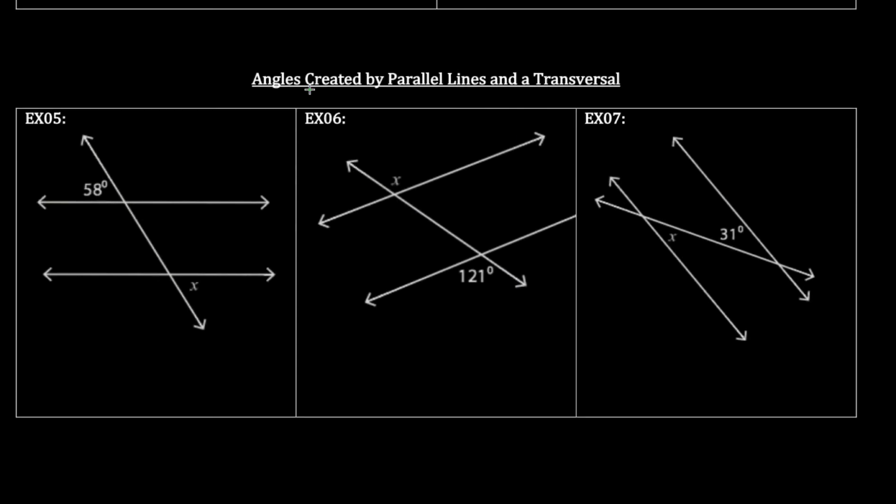So let's talk about angles created by parallel lines and a transversal. So here are our parallel lines. This line and this line are parallel. So I'll put orange equals parallel line. These are our parallel lines.